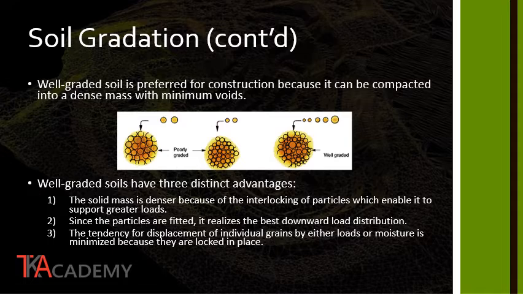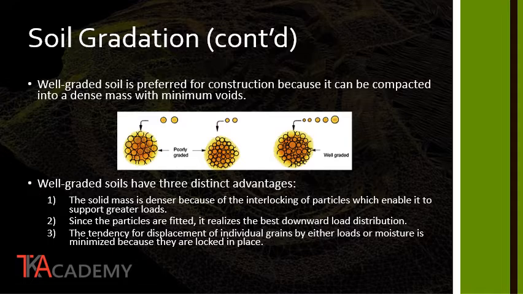You will see on this image that the example on the far left of poorly graded has large particle size, all approximately the same size and shape. When you combine these together, you can see a number of voids that exist between the soil particles. Those voids give the particles a tendency to shift and move, or to contain a large amount of air and water, which are not structurally sound.